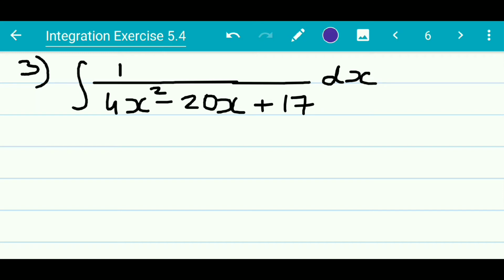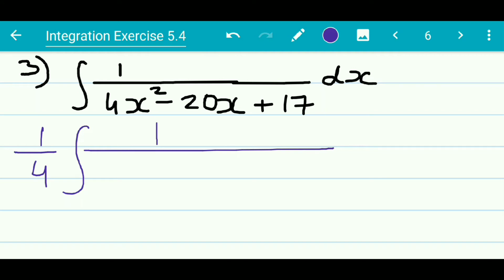Now to apply the formula, either 1 upon x square minus a square or a square minus x square, we need to make this coefficient as 1. So just like we did in the first sum, we are going to multiply and divide the denominator by 4. So we write 1 upon 4 outside the integral, and in the integral we divide each term by 4. So 4x square upon x square becomes only x square, minus 20 upon 4 becomes minus 5. So minus 5x plus 17 upon 4, we keep it as a fraction, 17 upon 4. No need to worry about that actually.